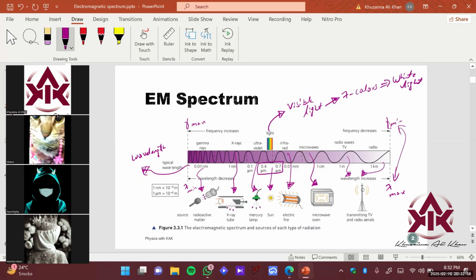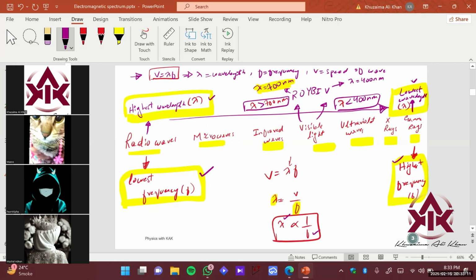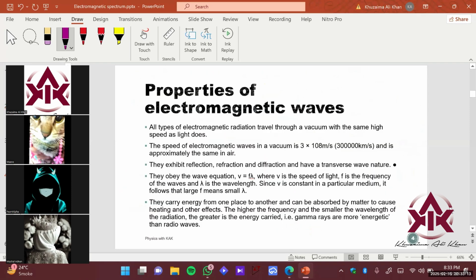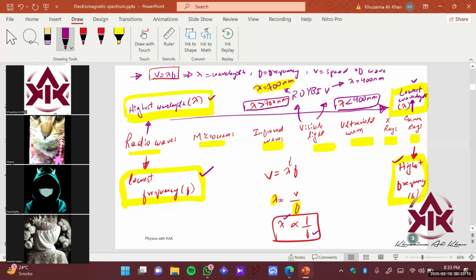So now we're gonna dive into each type of the wave in detail. We will learn what they are, how they are used in practical life, and what the benefits and drawbacks of each type of wave are, right? So let's start with the first type. First of all, the properties of electromagnetic wave, right? So we're gonna start with general properties.